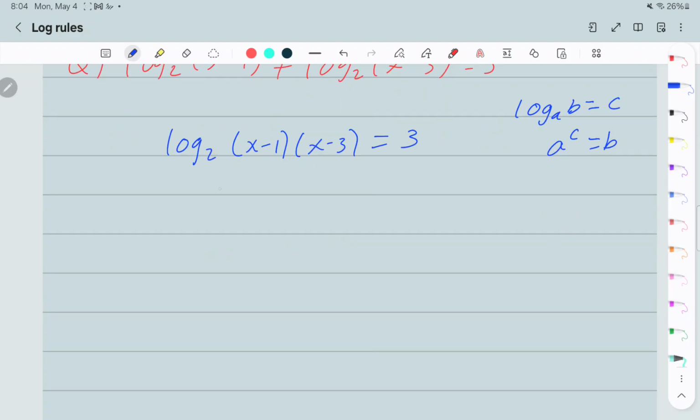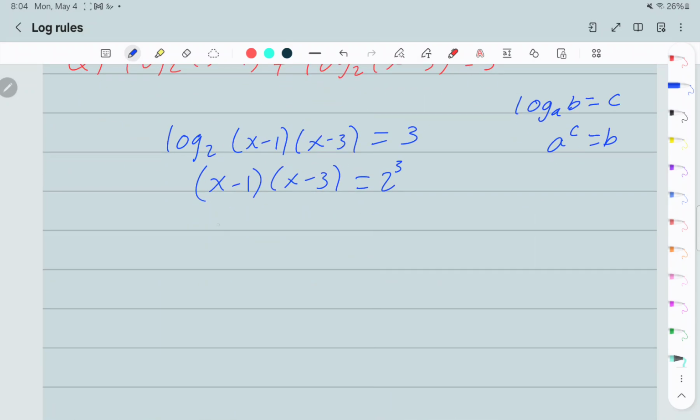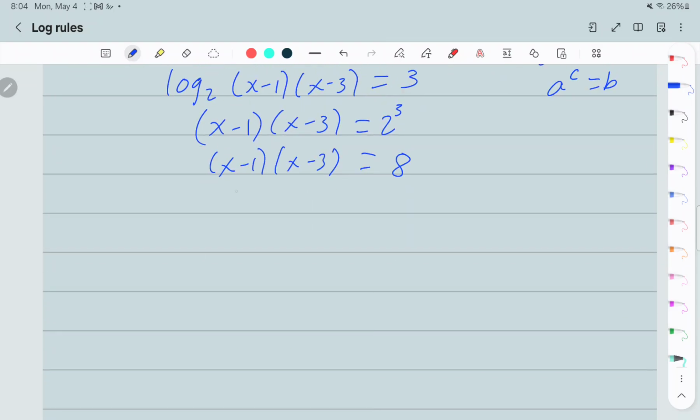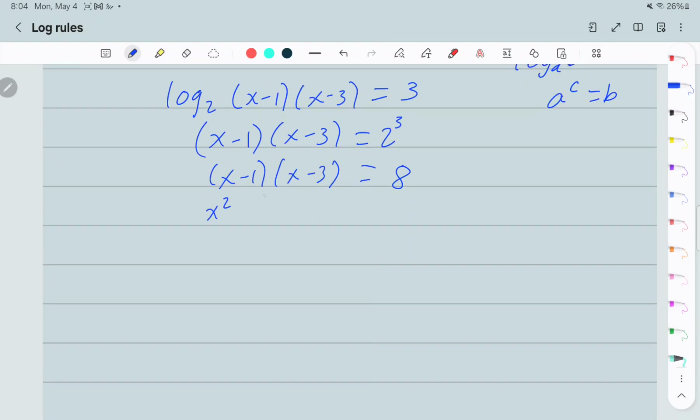We're going to say this (x minus 1) multiplied by (x minus 3) is the same as the base with the exponent of the answer, something like this. Then you write x minus 1, x minus 3, and this turns out to be 8. Then you try to solve it further, you expand this, you get x squared minus 3x, and then you get minus x, and then you get plus 3 equals 8.